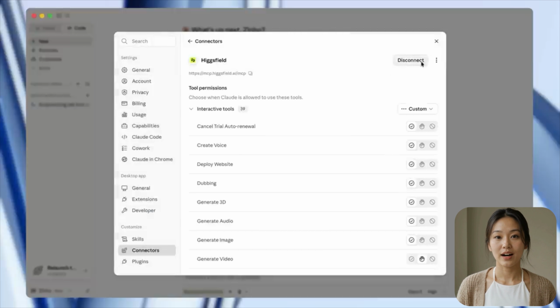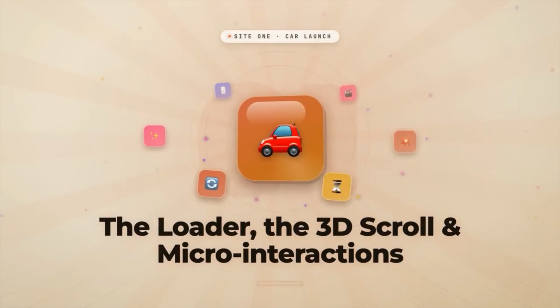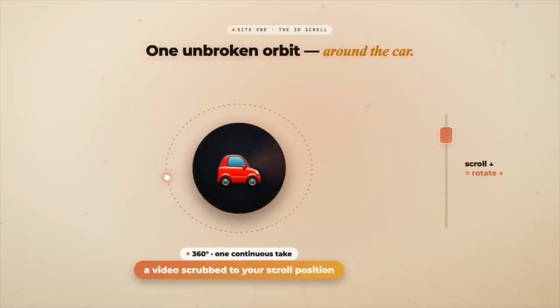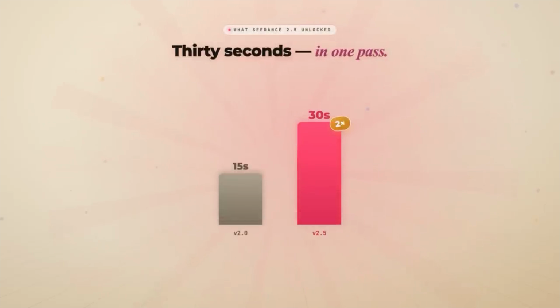Now, Website 1, a car launch. The site uses 3 main elements: a loading sequence, a 3D scroll animation, and small micro interactions. The scroll animation is the key. You need one continuous, uncut orbit around the car. Seedance 2.5 can now generate up to 30 uninterrupted seconds, which is a huge upgrade for scroll-driven websites.